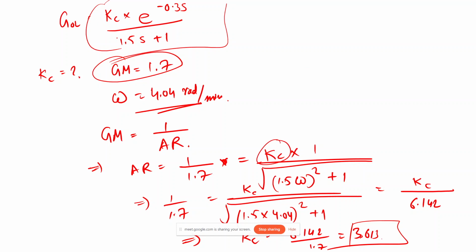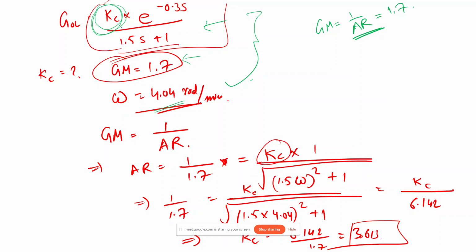So let's just look at this solution. We were given this open loop transfer function, that is Kc e raised to minus 0.3s upon 1.5s plus 1, and gain margin was provided as 1.7. This gain margin was calculated at the phase crossover frequency of 4.04 radian per minute, which is also given in the question. Using all these three pieces of information, we have to find the value of Kc. What we know is gain margin is defined as 1 upon amplitude ratio. So with the gain margin of 1.7, we can calculate the amplitude ratio using this transfer function, and then compare both of these equations to find the value of Kc. So that is how we do it.